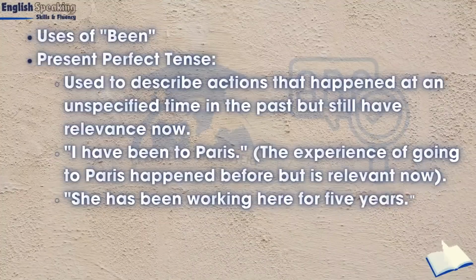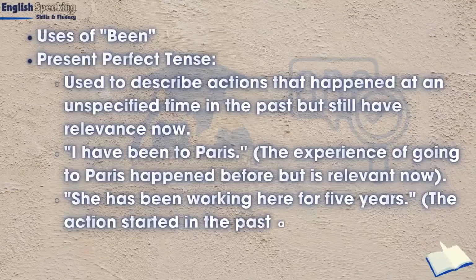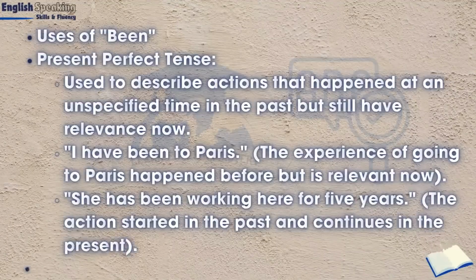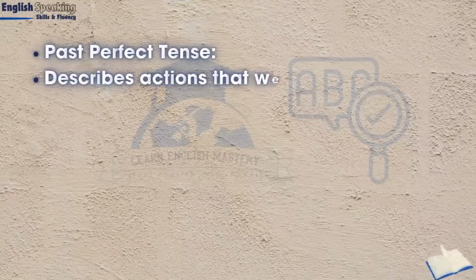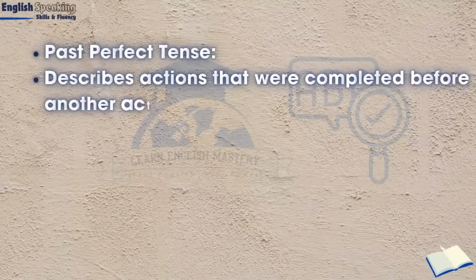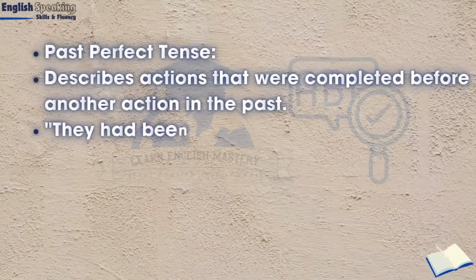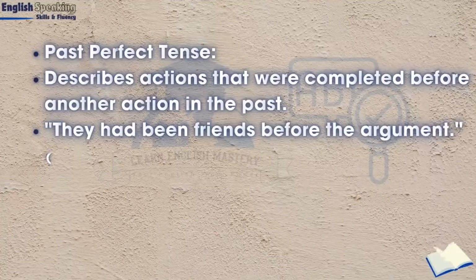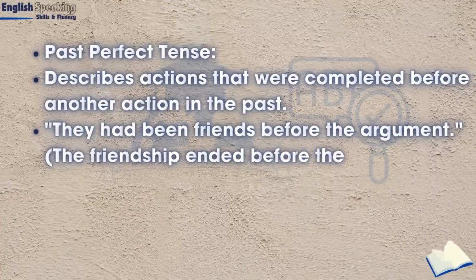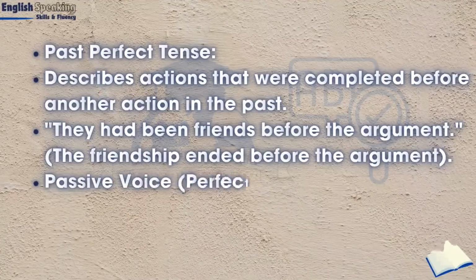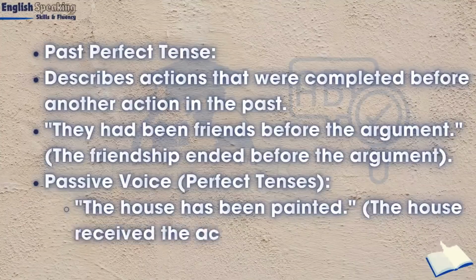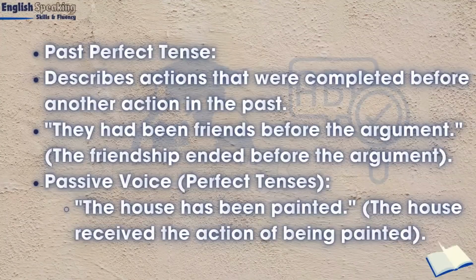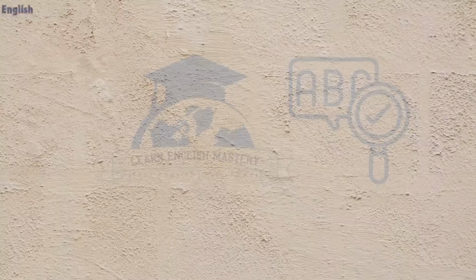She has been working here for 5 years. The action started in the past and continues in the present. Past perfect tense describes actions that were completed before another action in the past. They had been friends before the argument. The friendship ended before the argument. Passive voice, perfect tenses, the house has been painted. The house received the action of being painted.